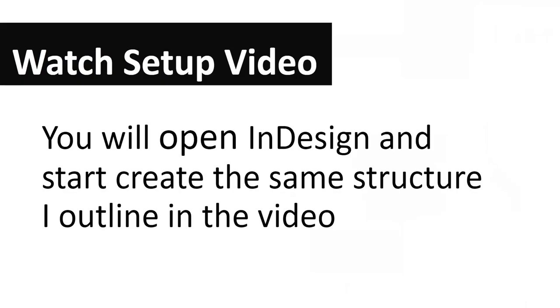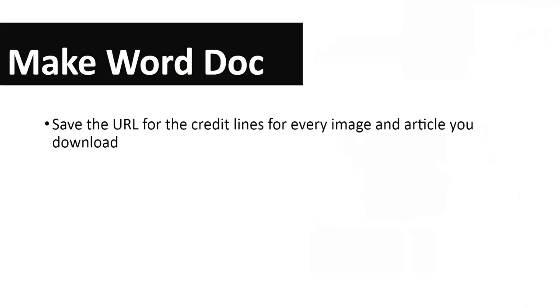Then watch the setup video. I'll post this setup video and make a link to it so that you can see the basic way that I start to create an InDesign document and how to set up columns and then how to thread text between them. Then you're going to make your Word document or a Google Doc and start to keep track of every image and article that you download, so that way we can give proper attribution or provide that to the college to show that we didn't violate copyright.